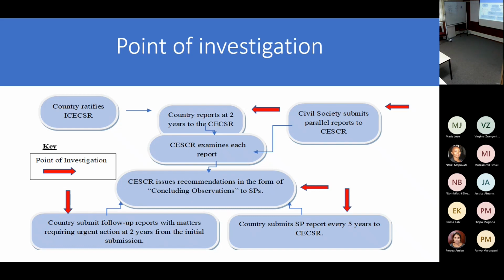What we did is we searched all the concluding observations and all the state party reports which the state parties submitted in the United Nations system under the ICESCR. We searched all the reports submitted during our study period, from 2009 to 2018. So it was a 10-year reporting period.